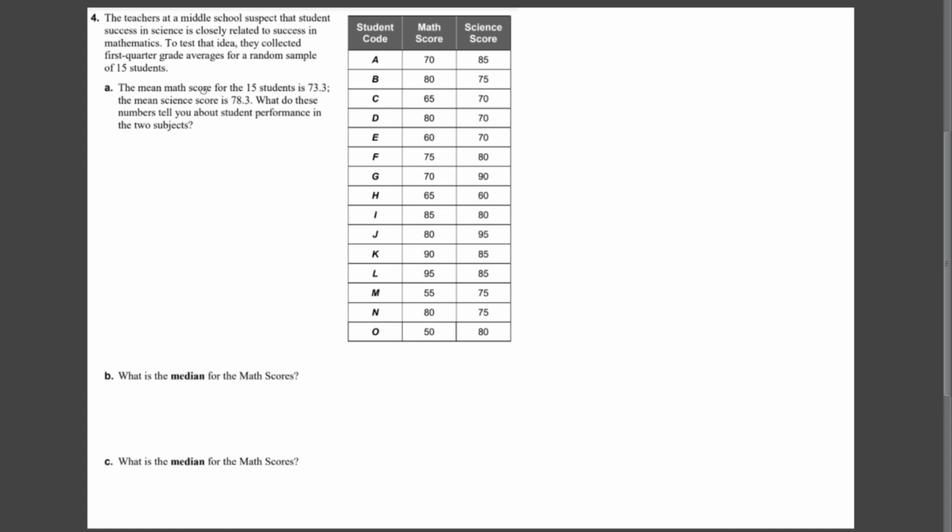Okay, so both of these, the mean math score and the mean science score, what do these numbers tell you about the student performances in the two subjects? So, we have 15 different students, right? This is a student, this is a student, this is a student. We have 15 different students here. This is all their math scores, and this is all their science scores. So let's say this first person was named Bill. Bill got a 70 in his math class, and he has an 85 in his science class. And essentially, we're looking at whether, if you have a good math score, does that mean you're also going to have a good science score? Cool?